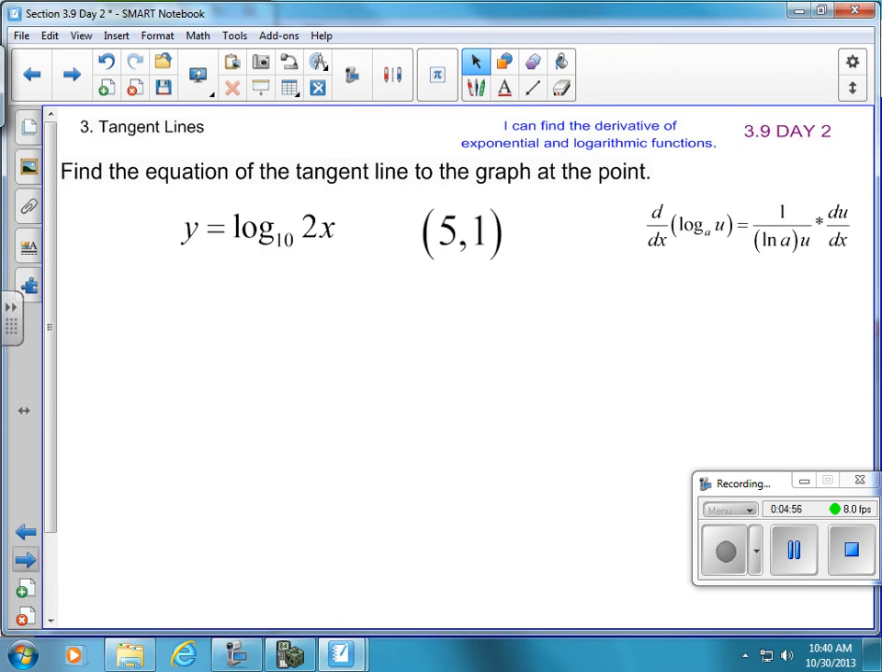The next problem is using the log derivative, and we actually need to write the tangent line.